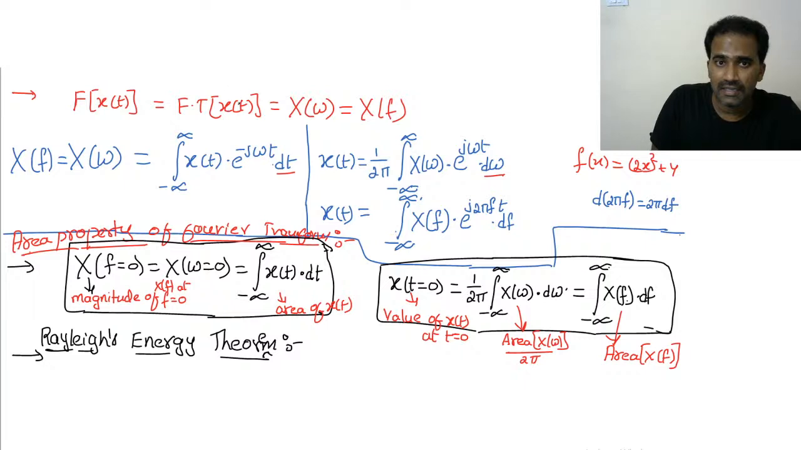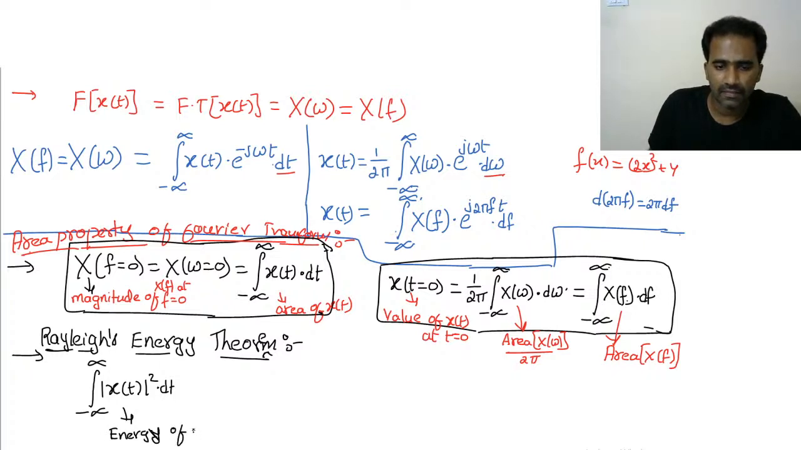As we have discussed, this time domain signal x of t and its corresponding Fourier transform x of omega both represent the same information, right? One represents information with time as the independent variable, and another represents information as a function of frequency. But both consist of the same information. So can we find the energy in time domain? How do you find the energy in time domain? Square the signal and just integrate it. That is going to give us the energy of the signal x of t.